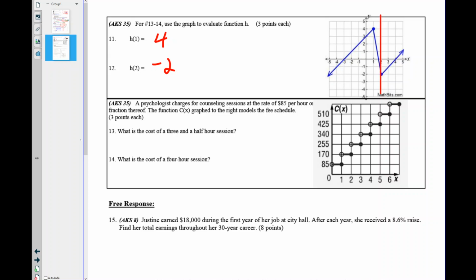Landon, Caleb, questions, anything? So far, so good.